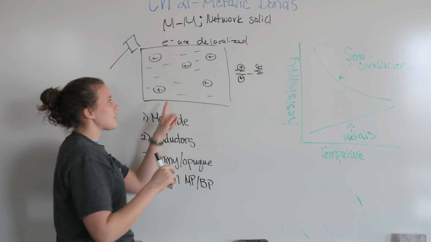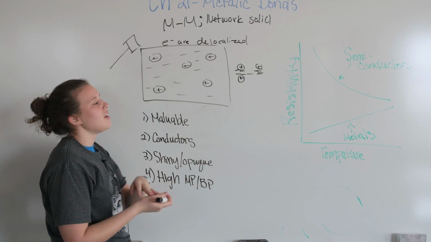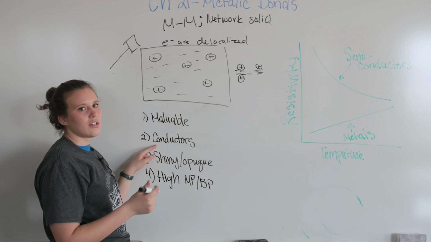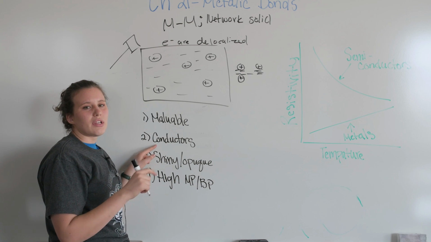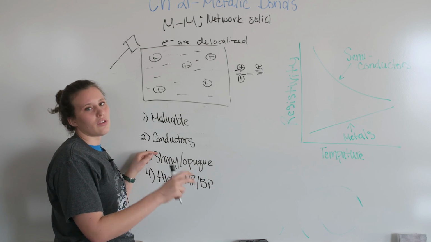That's the important part. The electrons are free to move, so they're going to come in and buffer these positive charges coming together. That's why it's malleable. Okay, so why are they good conductors? Things are good conductors because electrons can flow freely through them. That's really all electricity is. It's a free flow of electrons.